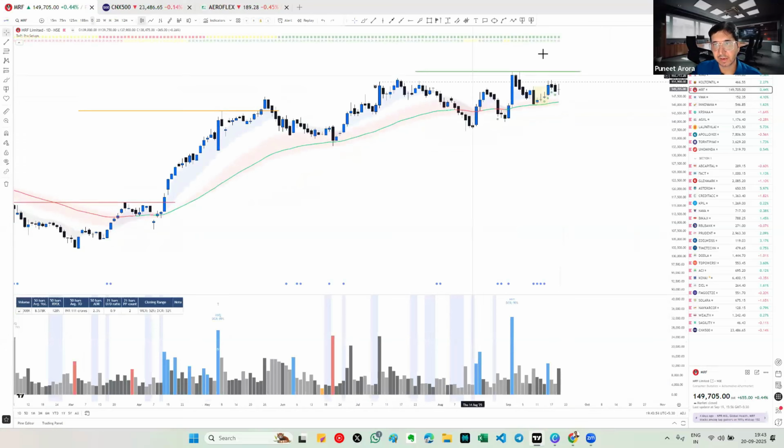MRF again near its swing day high. I have not written RS for all the stocks here, but you can always go to the dashboard and see the RS.